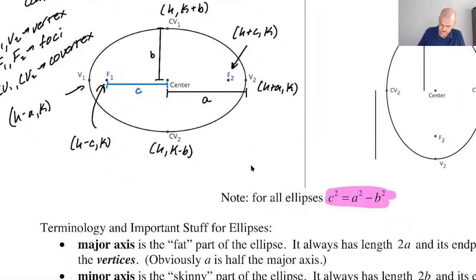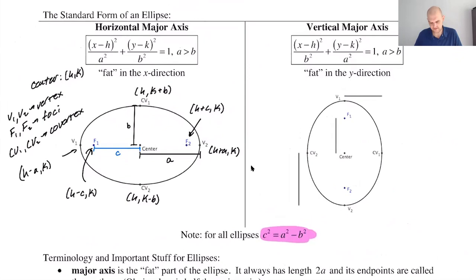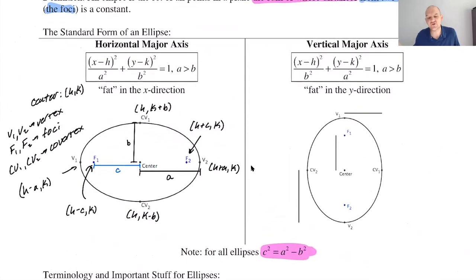Okay, so for an ellipse, you're going to memorize this. In every ellipse, c squared equals a squared minus b squared. The interesting thing is that b doesn't really exist. It's a and c that really exist.